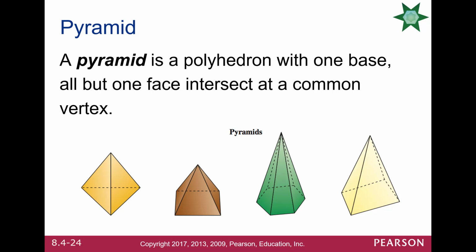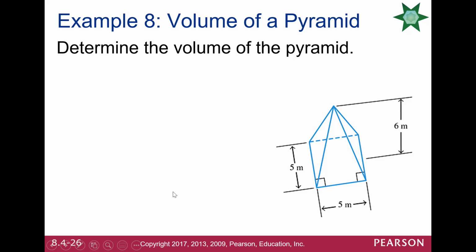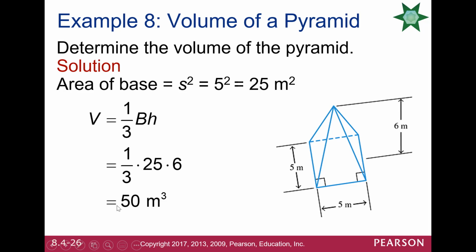A pyramid is going to be a polyhedron with one base, but it comes to a point. All but one face intersect at a common point. The volume of a pyramid is 1/3 the area of the base, capital B, times the height. So if the base is a square, like this one, then the area of the base is 5 times 5, and the height is 6. So it would be 1/3 times 25 times 6, or 50 cubic meters.